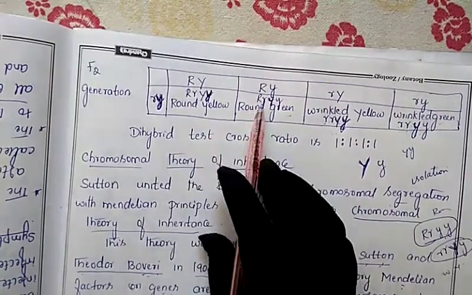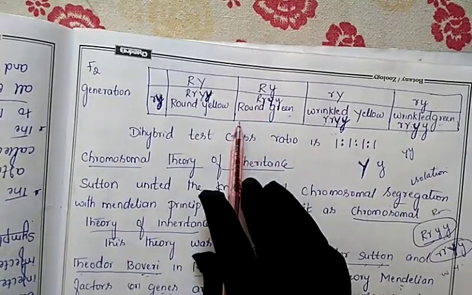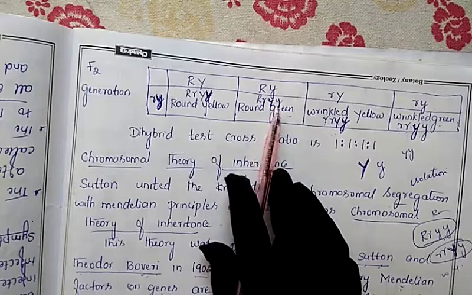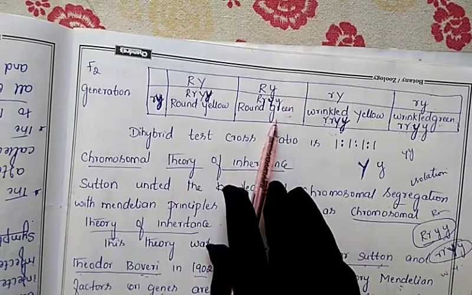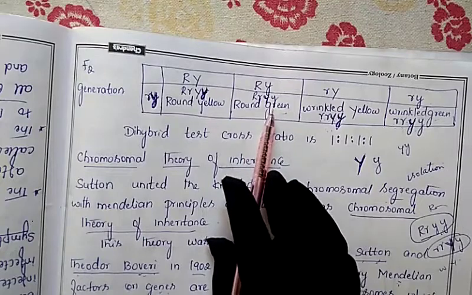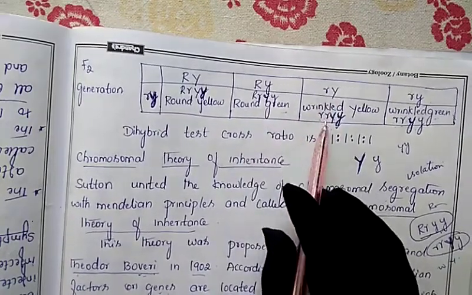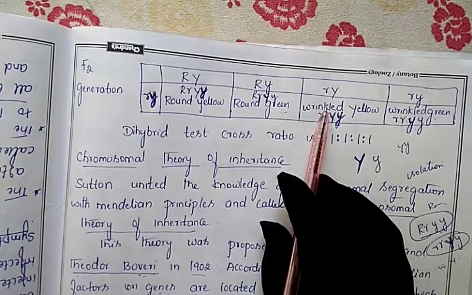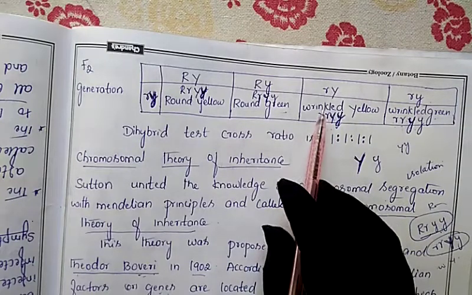Next, capital R, small r: who is dominant here? Capital R is dominant. And small y, small y: both are in a recessive condition. So which character will we get here? Green color. So round green will appear. Next, small r, small r: both are in a recessive condition, so which character will appear? The wrinkled character will appear.